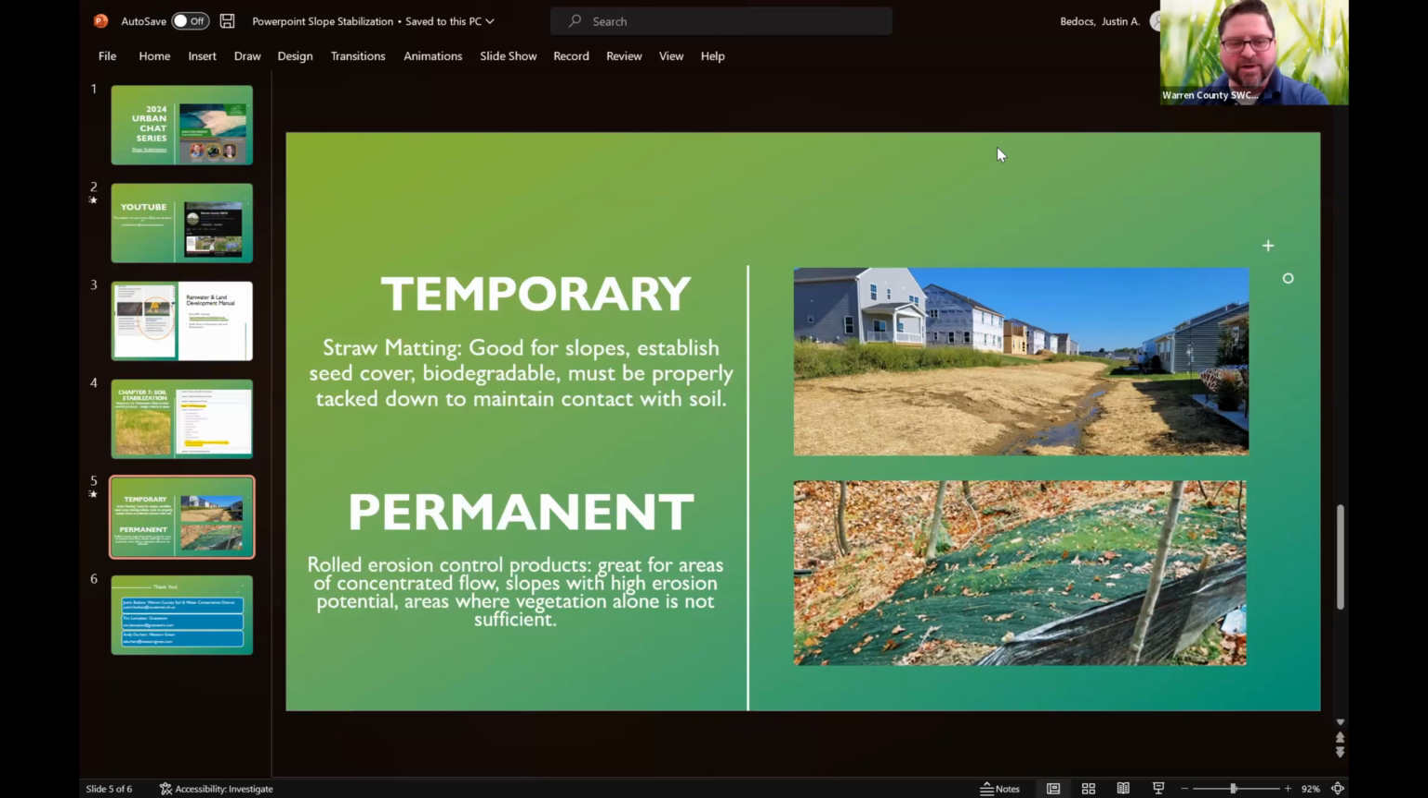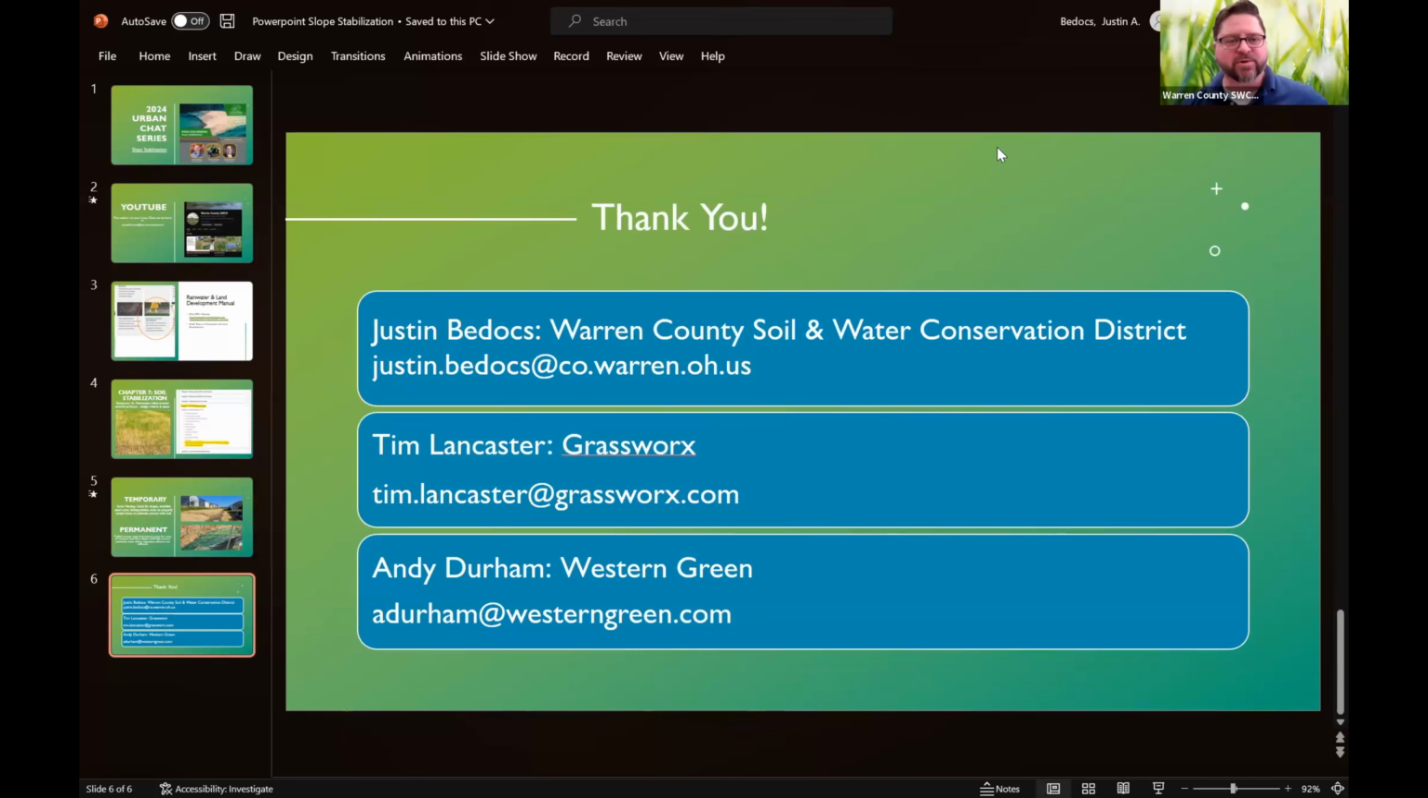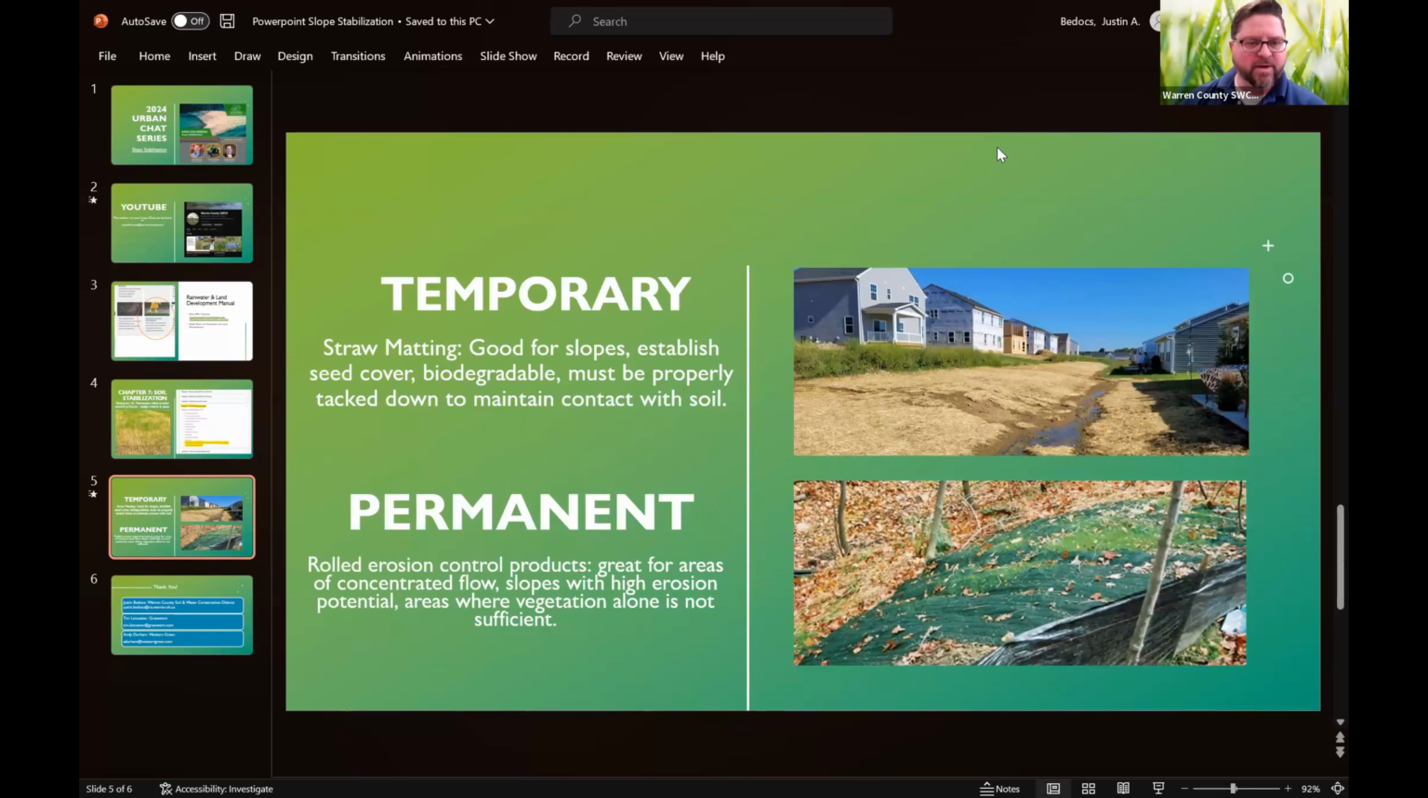On the bottom there, you'll see that green kind of material. Great for areas of concentrated flow, slopes with high erosion potential, areas where vegetation alone is not sufficient. But we do need those to be UV resistant so that they don't break down under the sunlight and introduce microplastics into the waterways. But these products that Tim and Andy were talking about, they have UV resistance to them, I do believe. So I think it's a good segue here to turn it over to Timothy Lancaster. Yeah, you can call me Tim. Tim, okay. We'll turn it over to Tim.